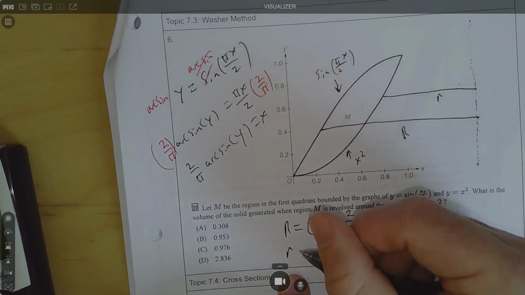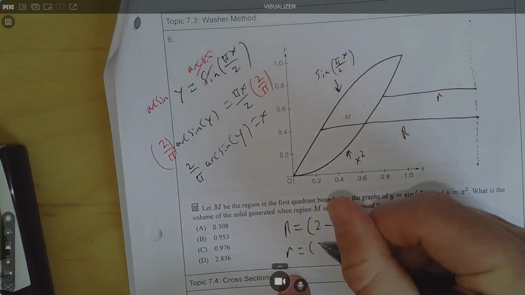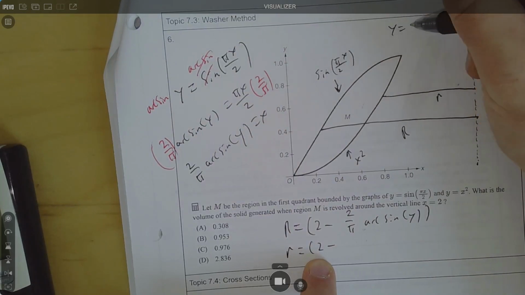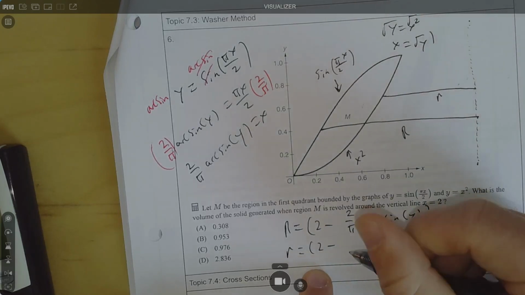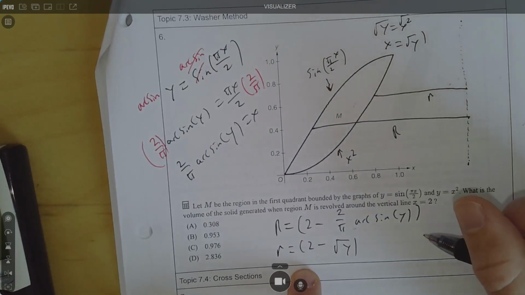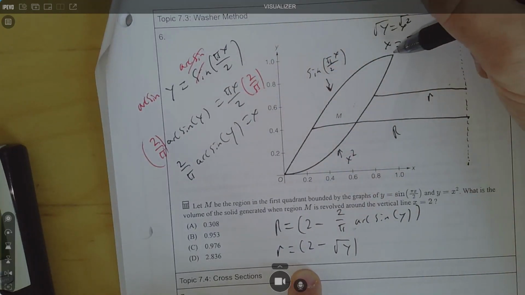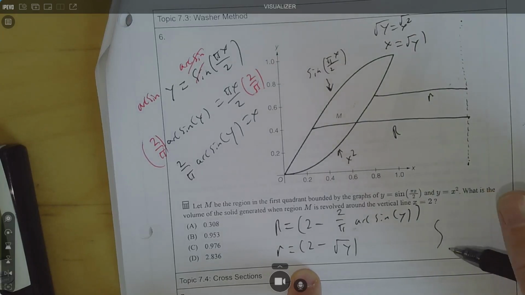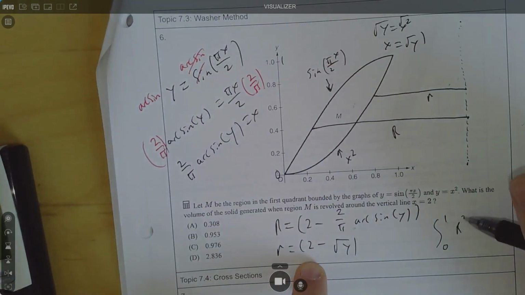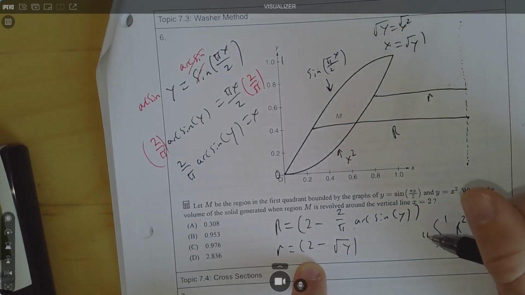Little r is going to be 2 minus, and then we need to fix this one. So that's y equals x squared. This is a lot easier one. So y equals x squared, just square root both sides. X equals root y. So it's 2 minus root y. So our integral is going to be from, I assume this is 1, but I can double check that. I think it's going to be integral from 0 to 1, like this is 0, this is 1, of big R squared minus little r squared dy with a pi in front.